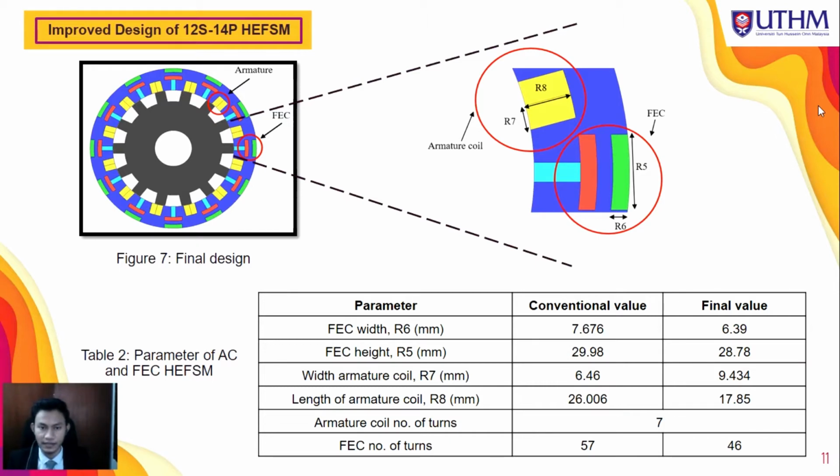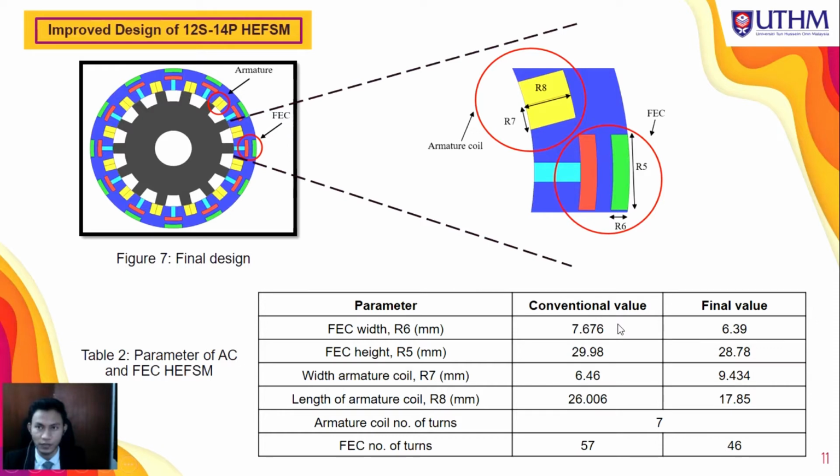Based on the table, I compare the values of the conventional and the final design. We can see the FEC parameter, FEC width, from the conventional design is 7.676, and the final value is 6.39. Next we move to FEC height, which is R5. From the conventional design it is 29.98, and the final value is 28.78.